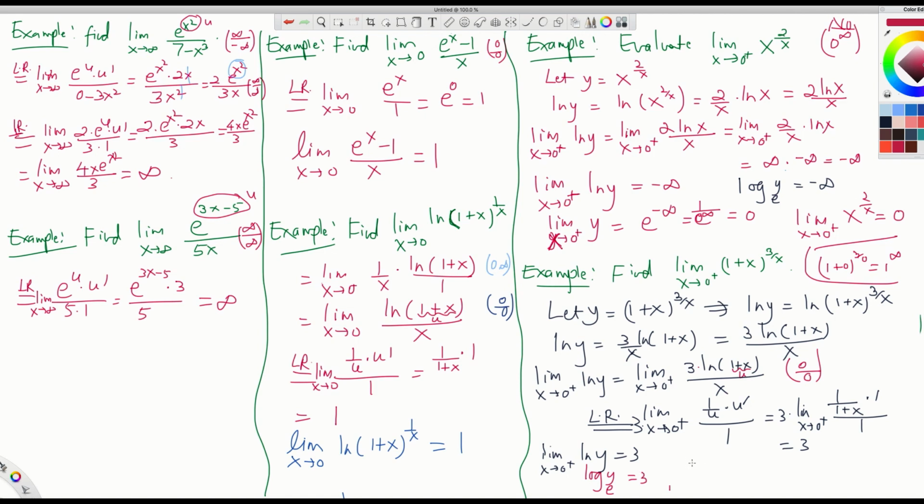So you can write the limit as x tends to 0 plus of y equals e to the third, that is e cubed. That is the final answer. What is y? y is that value, right? Therefore its limit is e to the third. That is the final answer.